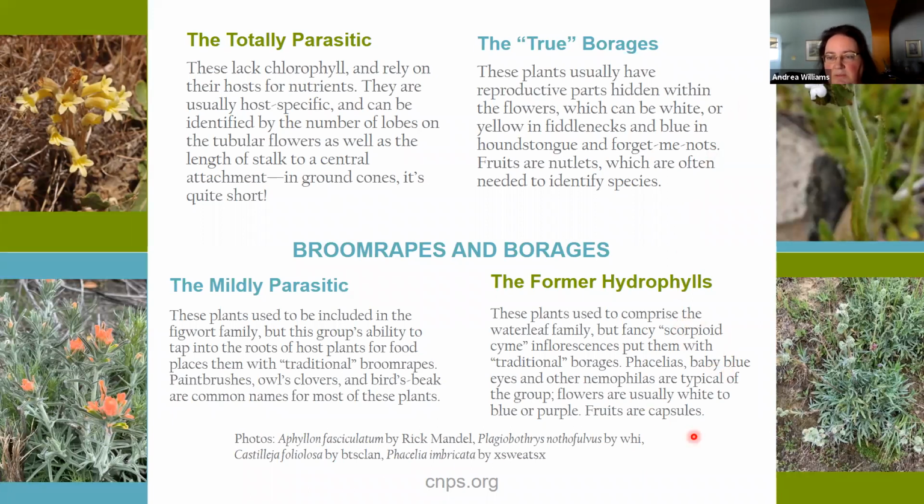And then what used to be the Hydrophyllaceae, the waterleaf family, have that same inflorescence type. So this is a series of scorpioid cymes. You can see down here at the bottom, there are the reproductive parts sticking out. So the anthers and the stigma and style are sticking out of the flower, which is what you usually see. They're not always sticking out, but they're generally always visible, where they're not in traditional borages. So Phacelias, baby blue eyes, other Nemophilas, really just typical of this family or this group. And the flowers are various colors, but usually white to blue or purple. And the fruit in this case are capsules.